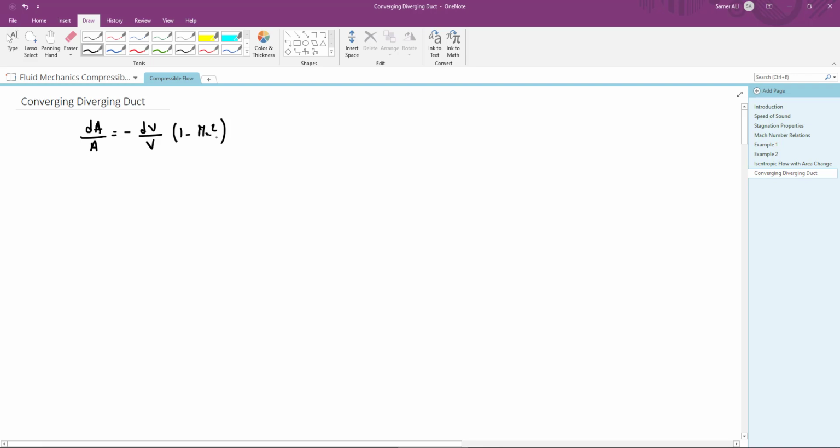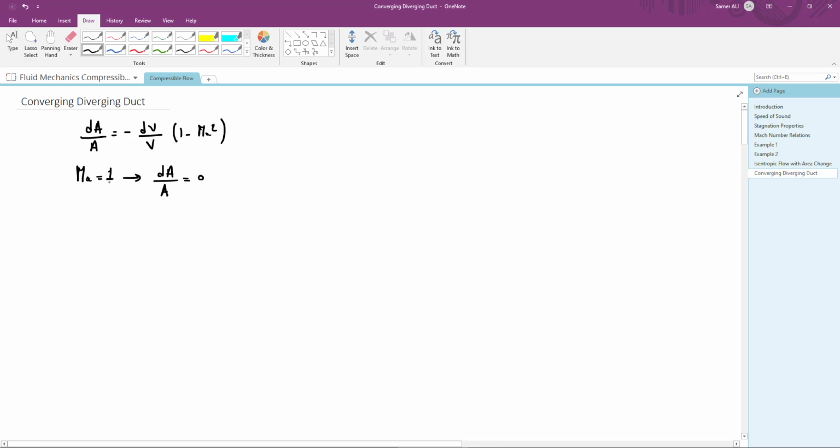In one case the Mach number is less than 1, and we saw the variation of the velocity with respect to the variation of the cross-sectional area. And we also took another case where the Mach number is greater than 1. However, we did not consider the case where the Mach number is equal to 1. If we take Mach number equal to 1, obviously the right hand side of this equation will be equal to 0, and you will see that dA over A is equal to 0.